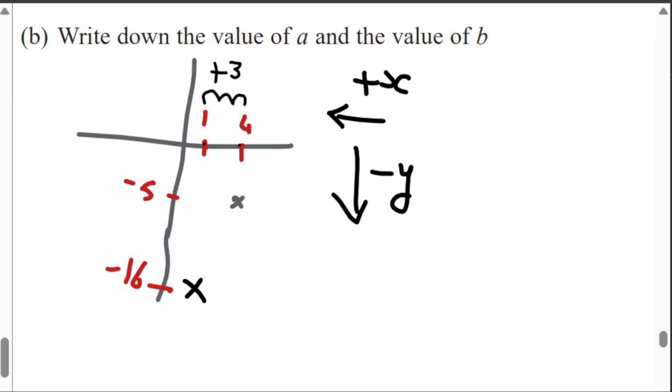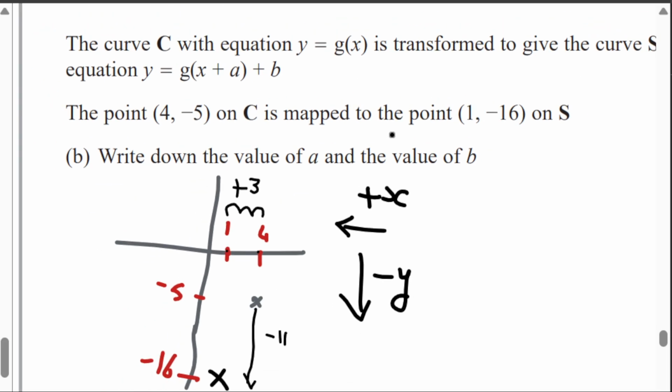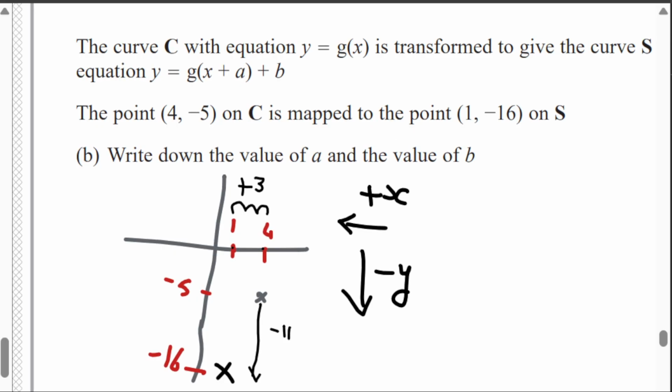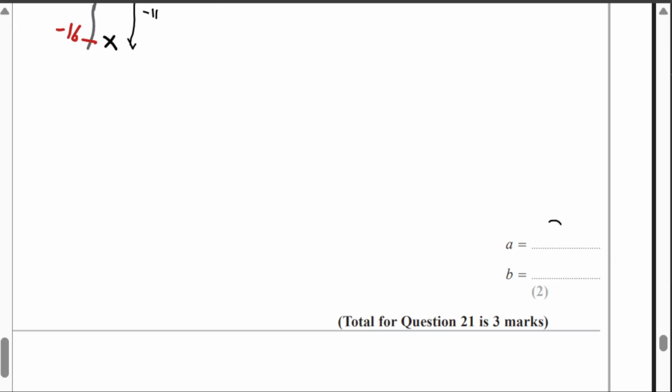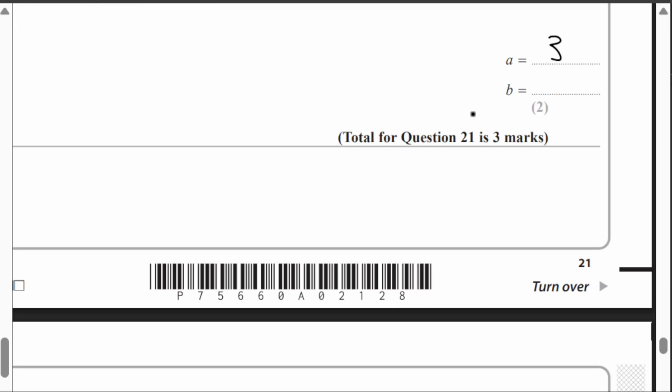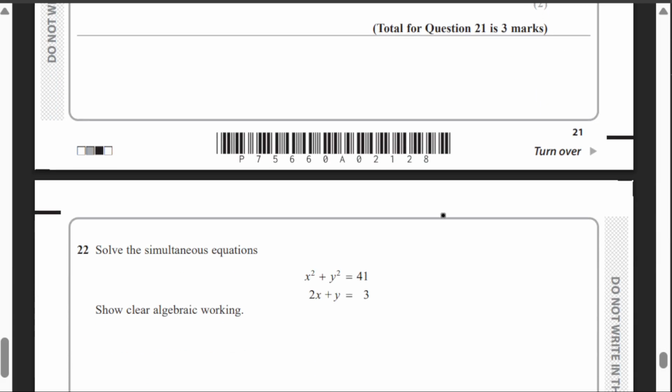And then from -5, it went down to -16. That means we went down 11, so -11, right? So that's it. They said write the values of a and b. A is 3 and b is -11. Isn't it fun? This is a nice question. Just write it here. A is 3 and b is -11, and that's your 3 marks for this question.